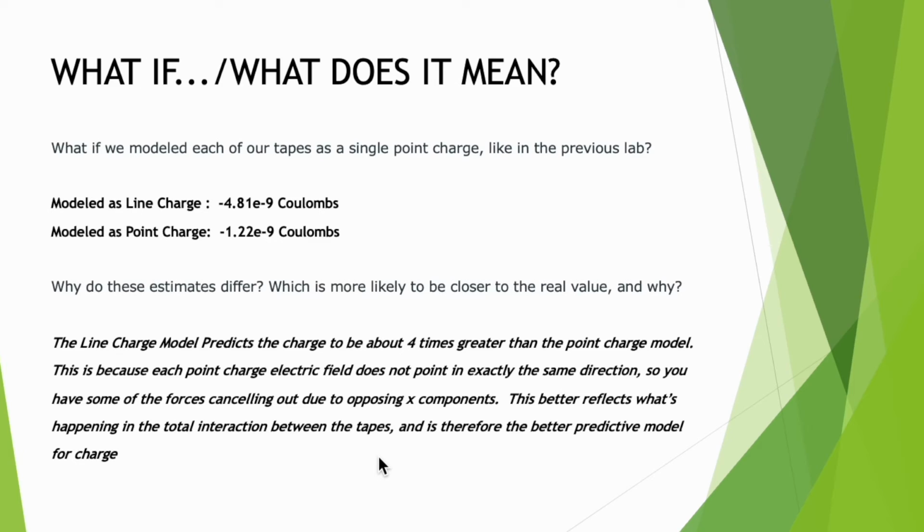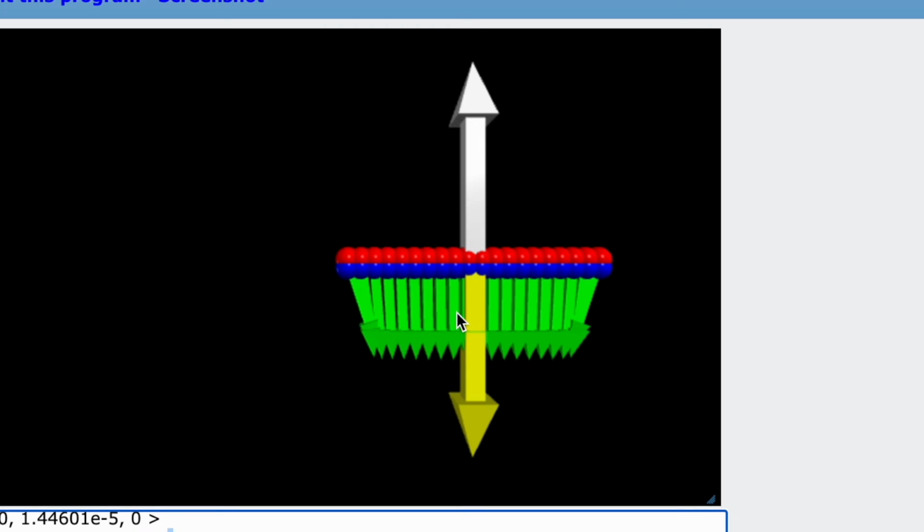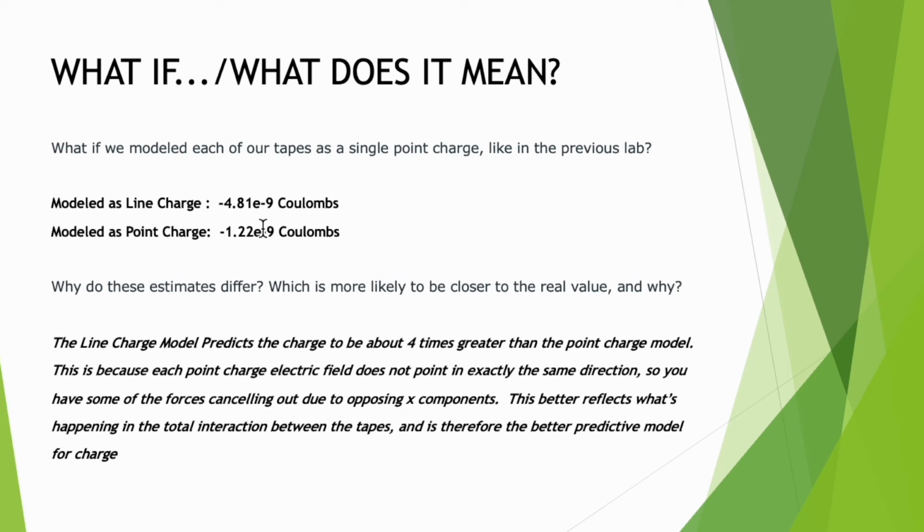Well, the reason that the line charge is greater than the point charge is because there are components, as you can see, when we add up all of these electric fields, they're pointing in the positive or negative x direction. These components are going to cancel out with one another, and so you're not getting just one vector pointing in the negative y direction, which would be more efficient, and thus you wouldn't need as great of a force. And so because there are x components to the electric fields and these cancel out, you're going to require a larger force to cancel out with gravity.